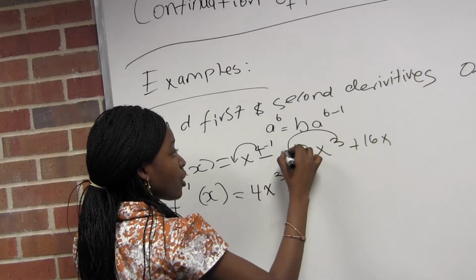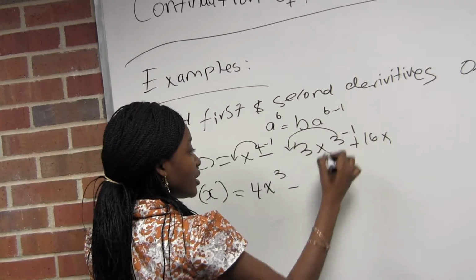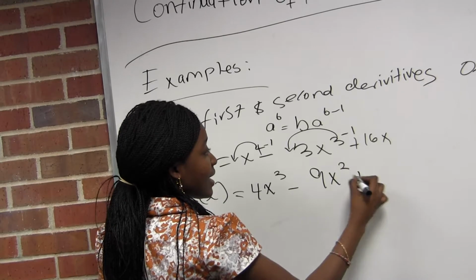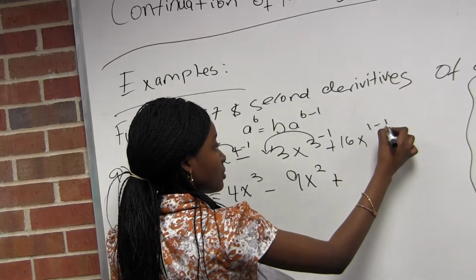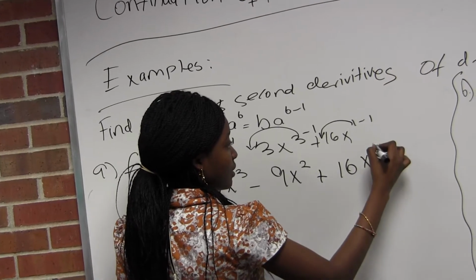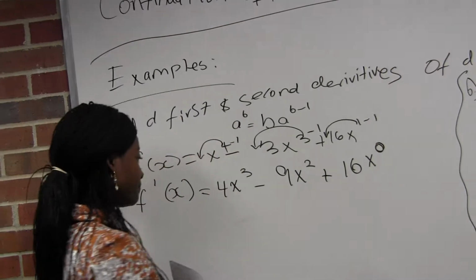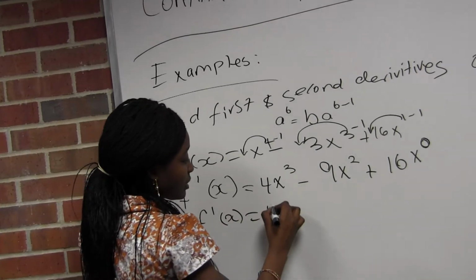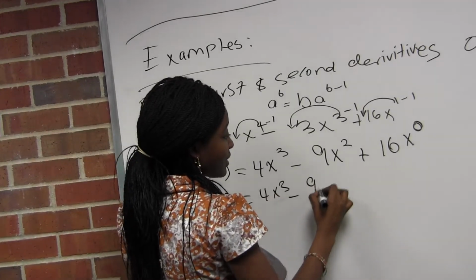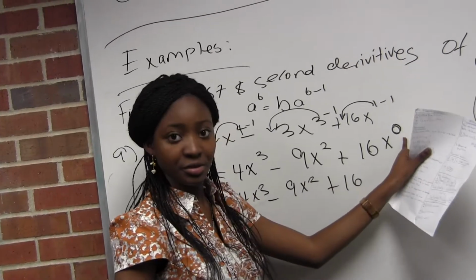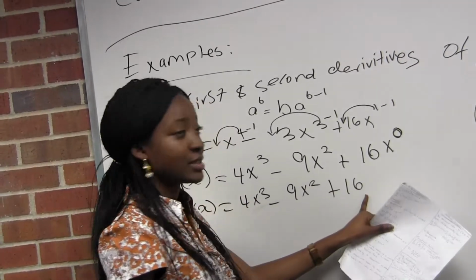My 3 is going to come down and I subtract 1, so now I have 9x squared. And then I have an imaginary 1. I'm going to subtract 1 and this comes down, so I have 16x to the power of 0. So now my f prime of x is 4x cubed minus 9x squared plus 16, because x to the power of 0 is 1 and 1 times 16 is 16.